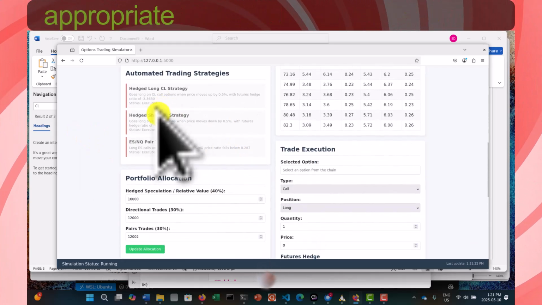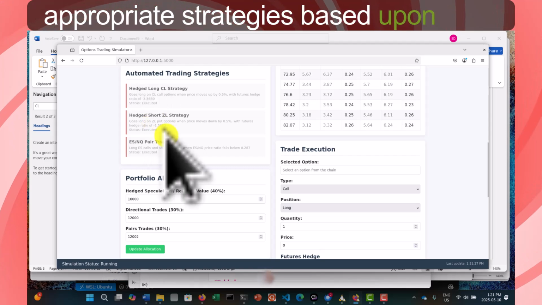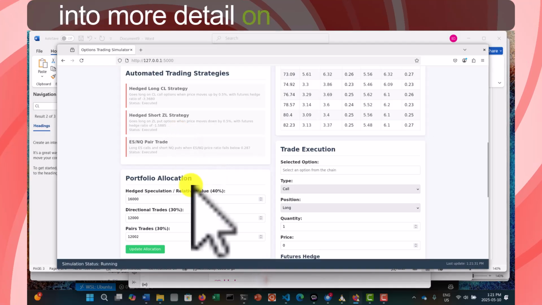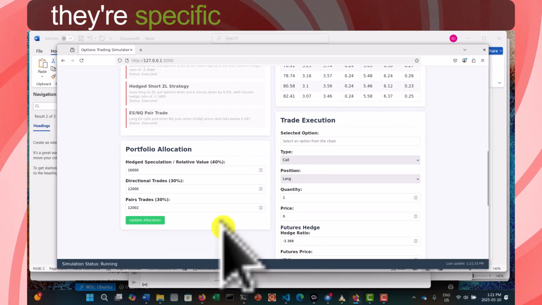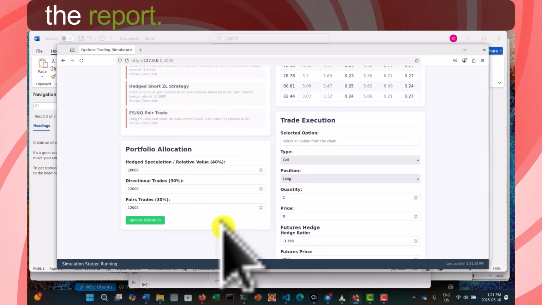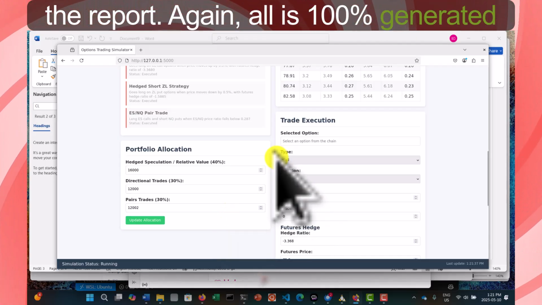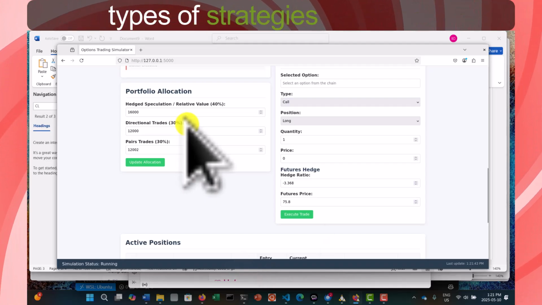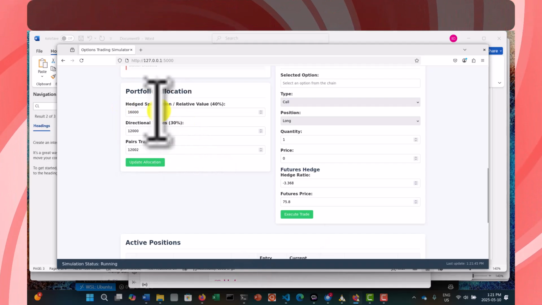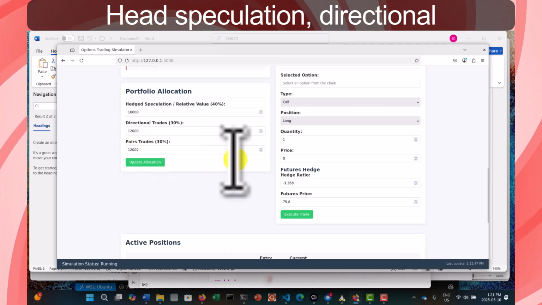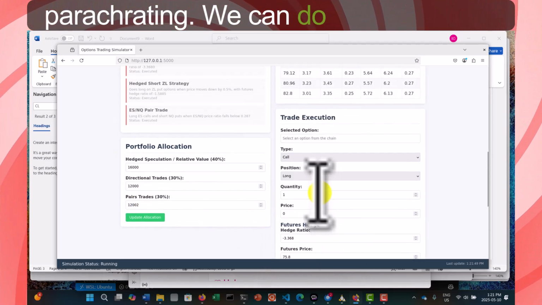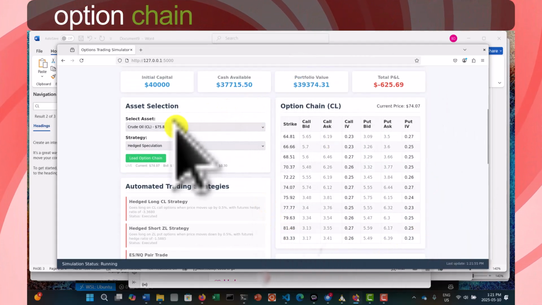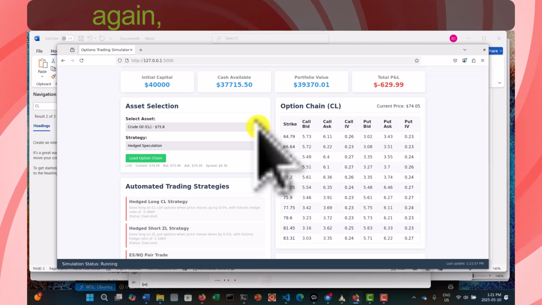Okay, and then here are the appropriate strategies based upon what comes out of those reports, and I'll go into more detail on the strategies, and they're specific for what's suggested in the report. Again, all is 100% generated by AI. Here we can allocate different types of strategies available: hedge, speculation, directional, pair trading. We could do manual trades here, and we can also have our active option chain for whatever reason. And again, this is all simulated data.